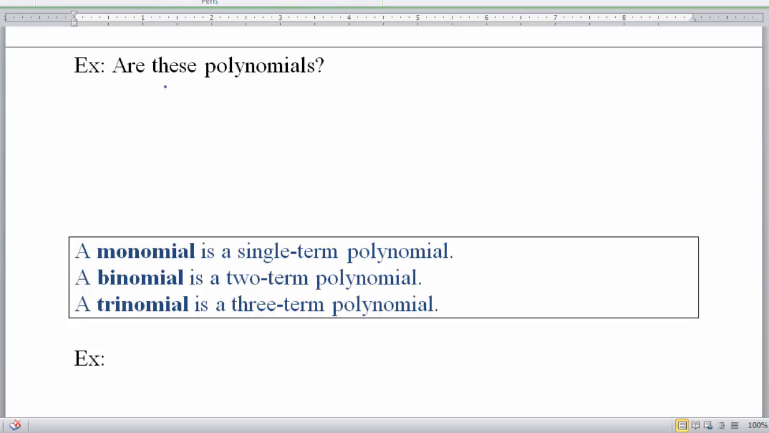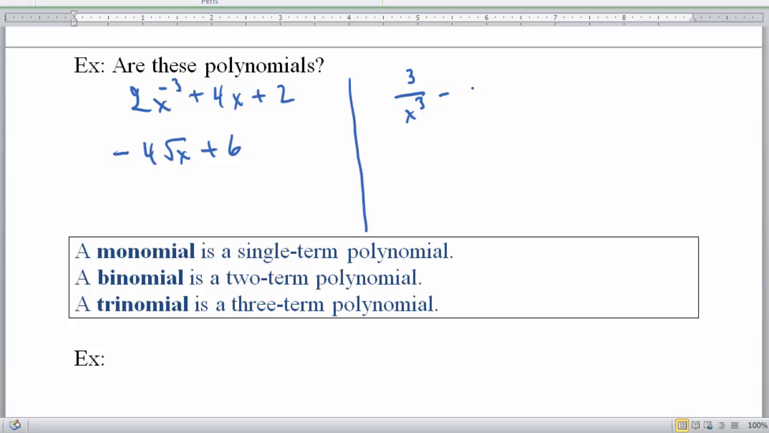If I wrote something like 2x to the negative 3 plus 4x plus 2, that's not going to be a polynomial, and we'll get into why in a second. If I wrote something like negative 4 radical x plus 6, that wouldn't be a polynomial. And if I wrote something like 3 over x to the third minus 2 over x plus 5, that wouldn't be a polynomial either. The first one, 2x to the negative third plus 4x plus 2, is pretty clear why it's not a polynomial. Right here you've got a negative exponent.